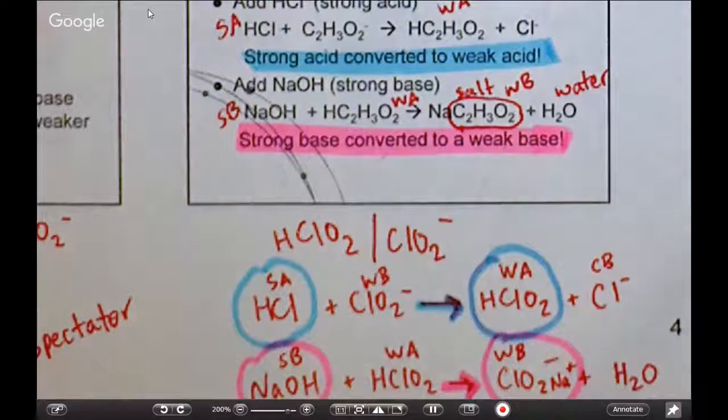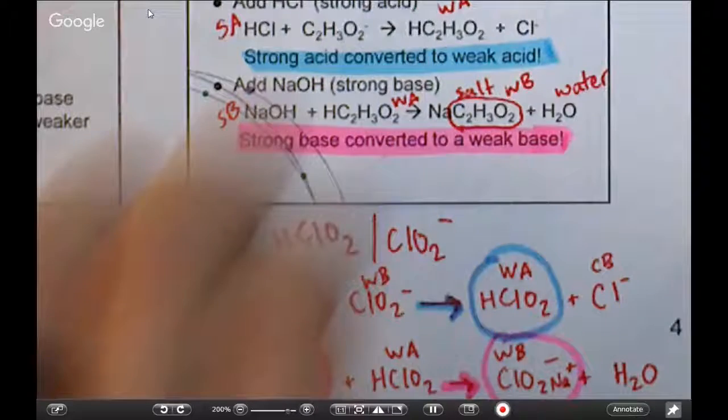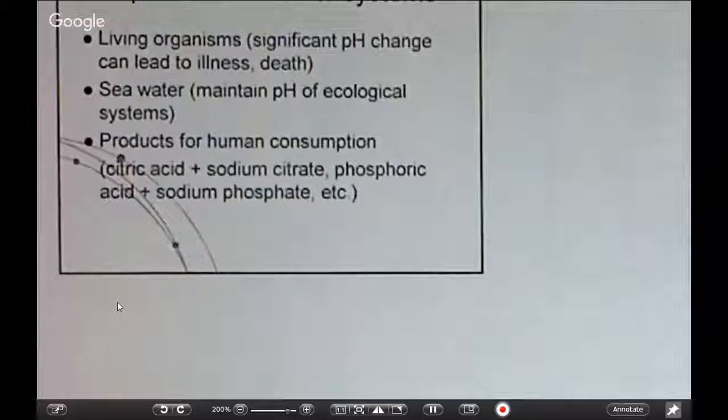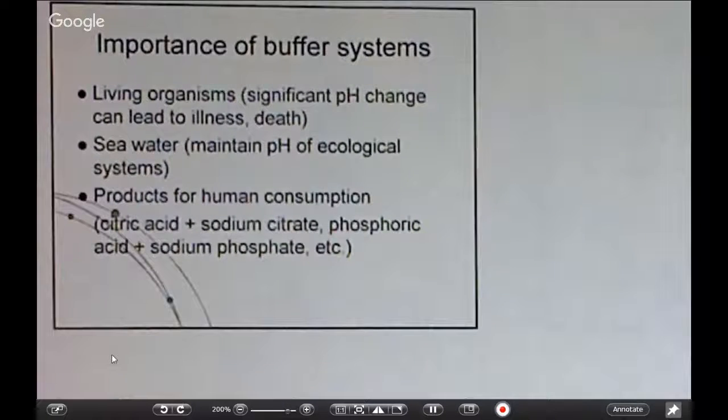All the rest of you are looking at that last slide. Buffers are also used in food systems. So like if you have something with citric acid and sodium citrate, citric acid is a weak acid, citrate would be the conjugate base. So you might find something that says, hey, it's got citric acid and citrate, it's a buffer. Phosphoric acid and sodium phosphate. I see phosphoric acid as an ingredient in some of your sodas. Like Coke, I think, has phosphoric acid.